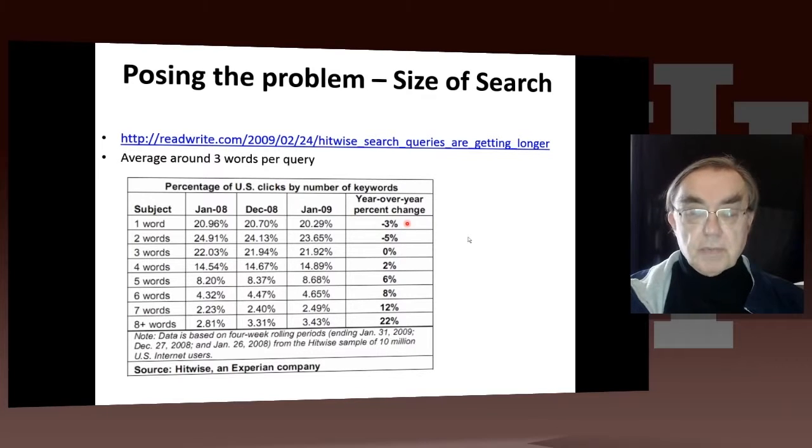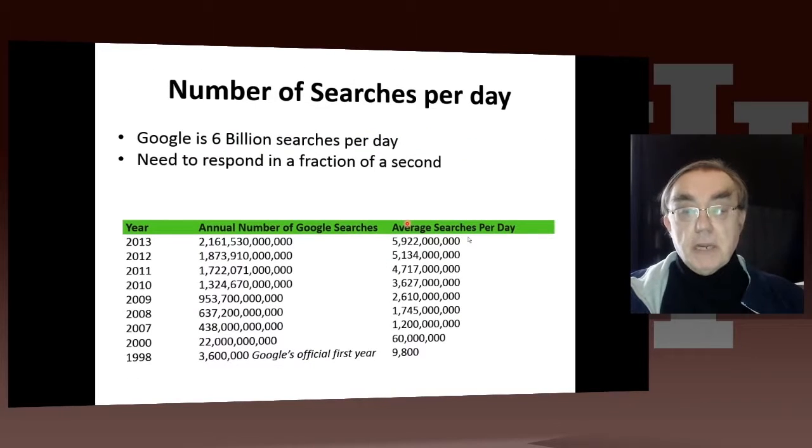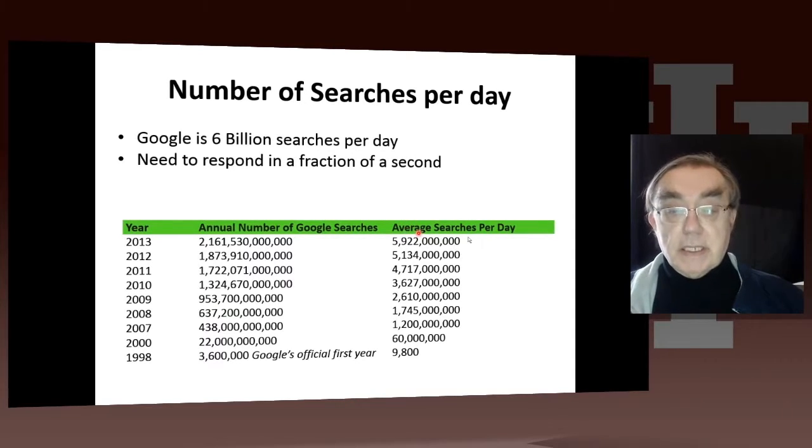This is the usual problem with the web. It's not always easy to get exactly the data you want. Here we have a number of searches per day, and in 2013 it's almost 6 billion. This is Google searches per day. This is 6 billion searches per day, and here's the annual number. It's too large a number for me to think about.